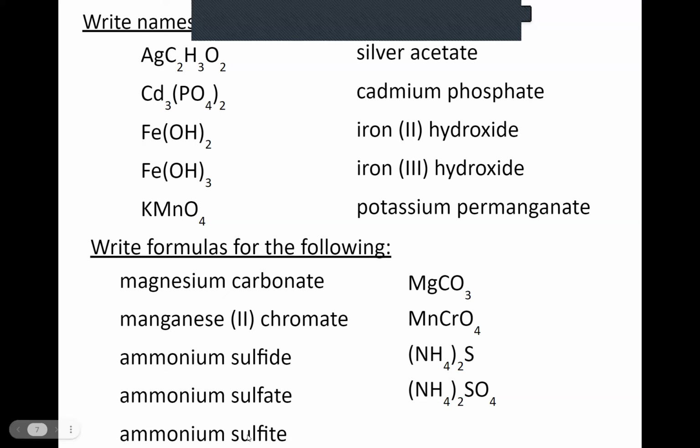Very similarly, sulfite, if you look on your list of polyatomic ions, you'll see that its formula is SO3, 2-. And when you pair that with ammonium, it's going to look really similar to the previous one. (NH4)2 in parentheses, a 2, and then SO3, because that's sulfite's formula.